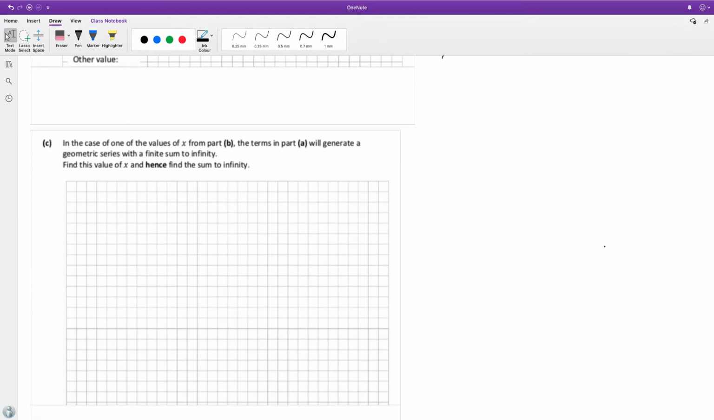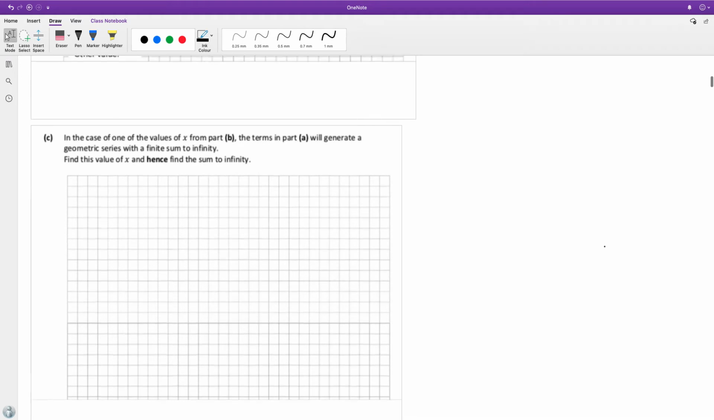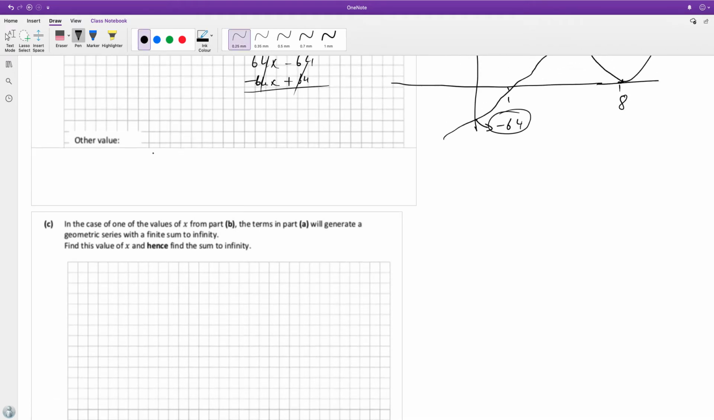In the case of one of the values of x from part B, the terms in part A will generate a geometric series with a finite sum to infinity. Find the value of x and hence find the sum to infinity. So, we have an 8 and we have a 1. It tells us that in the case of one of the values of x from part B, the terms in part A will generate a geometric series with a finite sum to infinity.